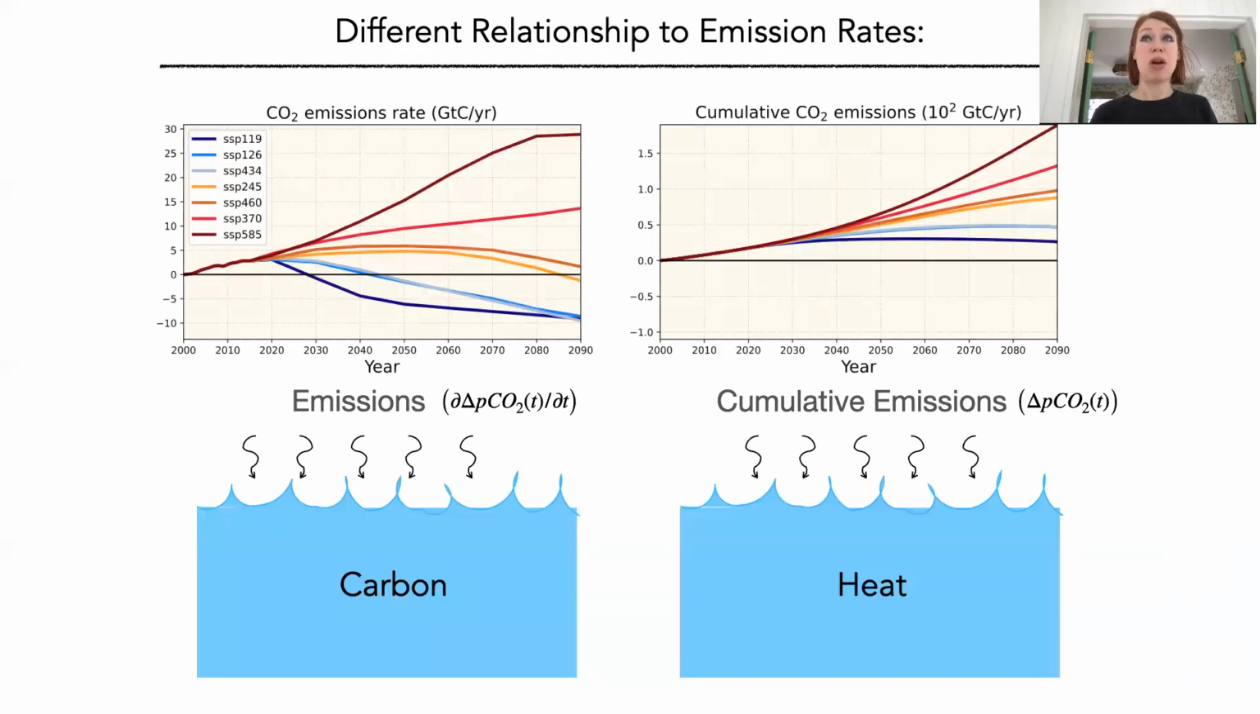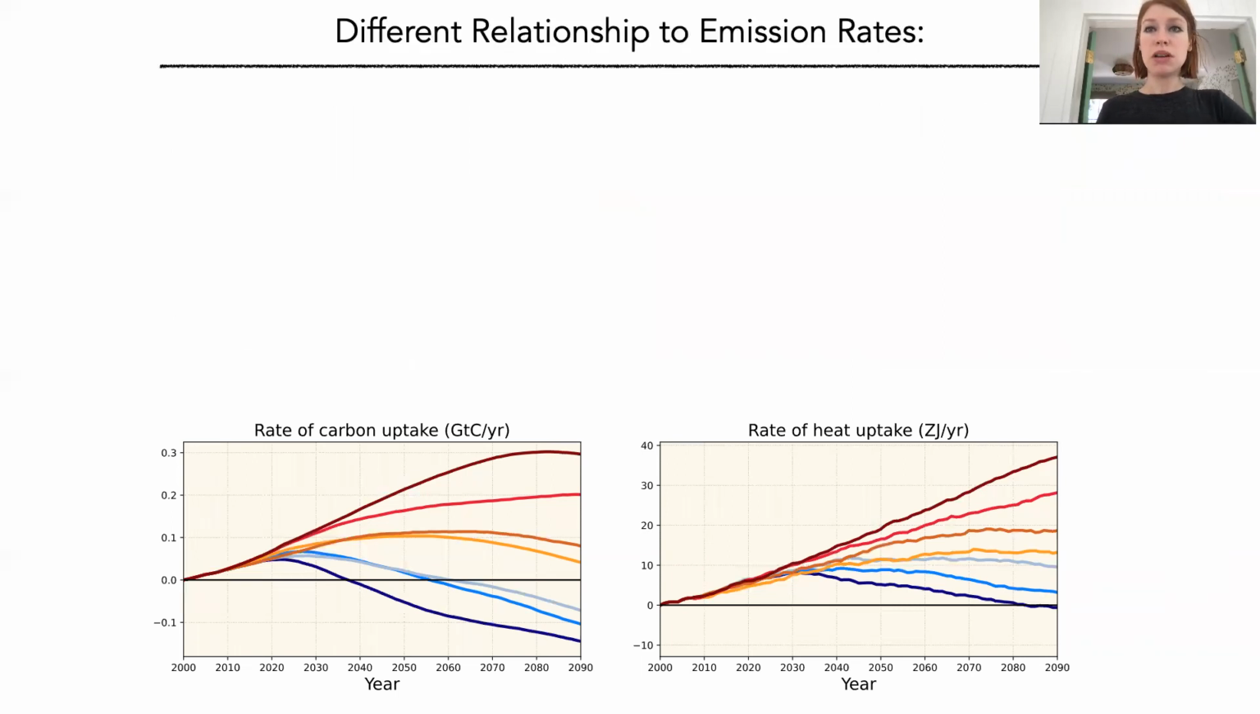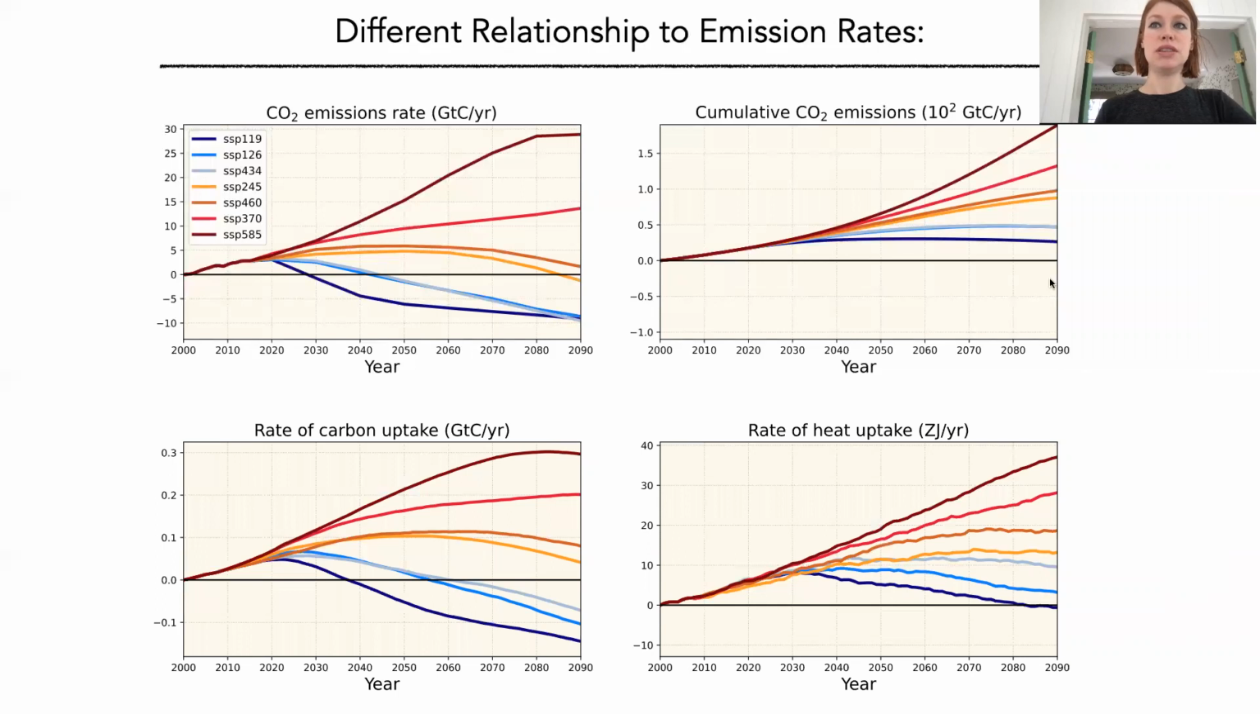Okay, so let's look at these rates. On the top left is the emission rate, and on the top right is the cumulative emissions from those different scenarios. And then we'll compare them to the rate of carbon uptake on the left and heat uptake on the right. So what I'm trying to show here is that while of course we're not getting a perfect correspondence between these trajectories and the rates here, we capture a lot of the differences between these two just through the differences in their boundary conditions, or things that are related to their boundary conditions. And I should say these are both highly correlated in their shapes.